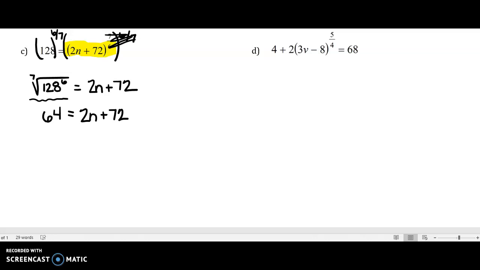Now this is just a two-step equation. Plus 72, we're going to minus 72 from both sides. That gives me -8 equals 2n. Divide both sides by 2. -4 equals n.